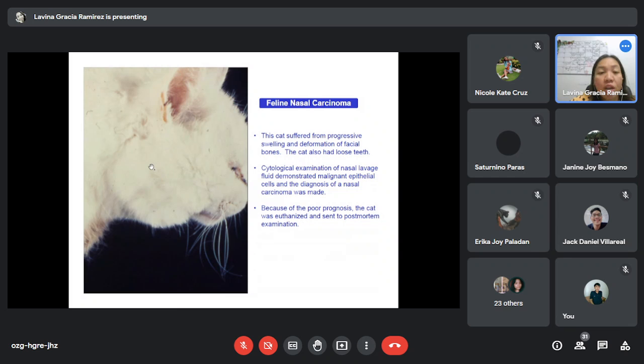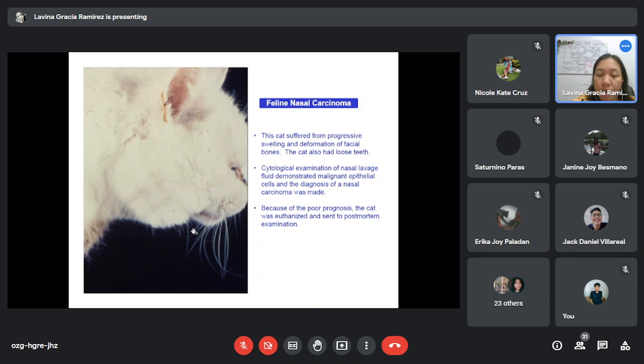So if this happened to a feline, this might cause a poor prognosis, okay? And they do what we call euthanasia for this reason. Okay, so ito yung nangyari.